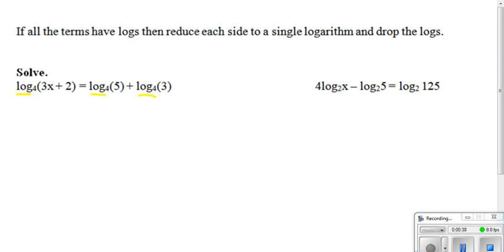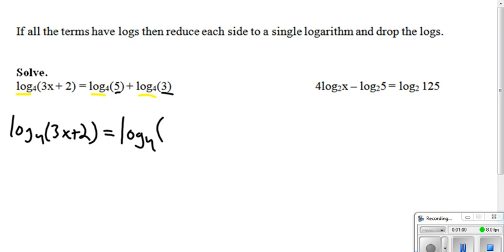So we can simplify this to log base 4 of 3x plus 2 equals log base 4 of 5 plus log base 4 of 4, and that's the addition in between them. So we can use that multiplication property. Log base 4 of 5 times 3 is going to be 15. Now, remember that if we have log base 4 of something equals log base 4 of something, we can essentially get rid of the log base 4s, in which case we just have 3x plus 2 equals 15.